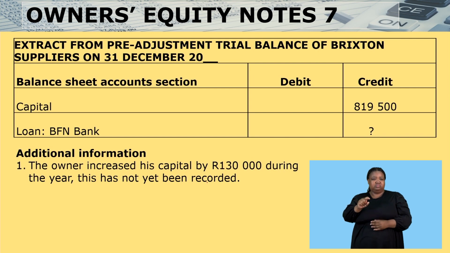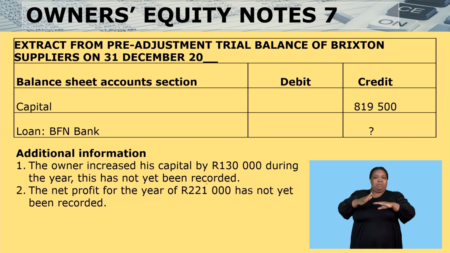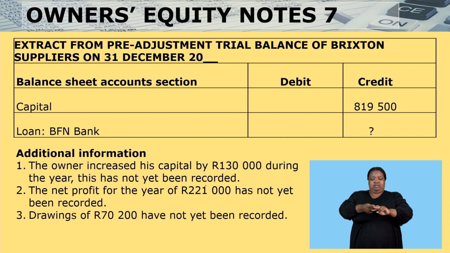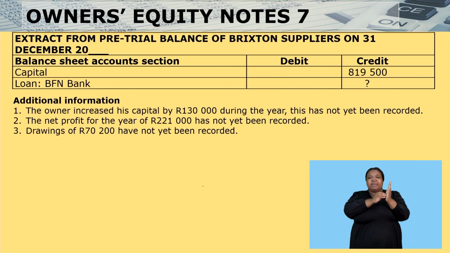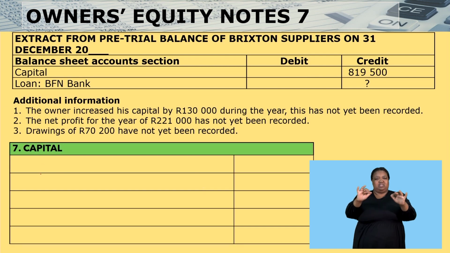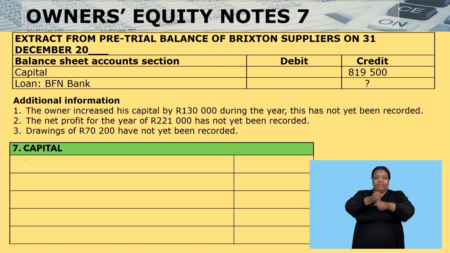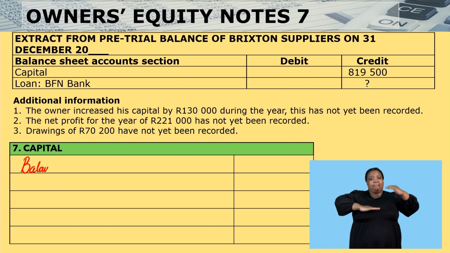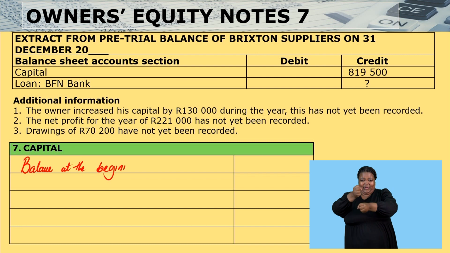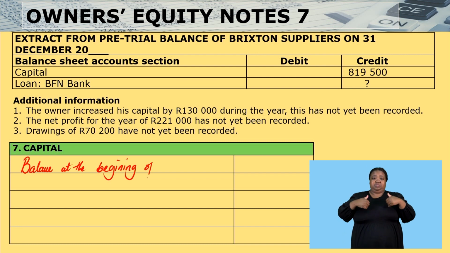It says the owner increases capital, and this has not yet been recorded. We have a net profit, and we have drawings that have not been recorded as well. So we want to do these adjustments, and let's see how they affect our equity note. Okay, here is note seven. In note seven, we begin with balance at the beginning of the year.